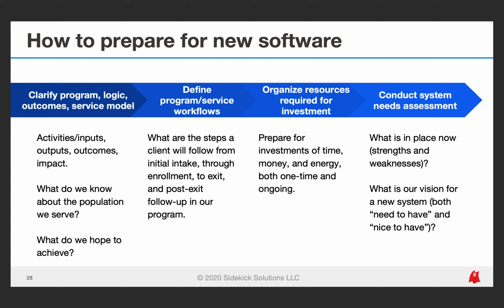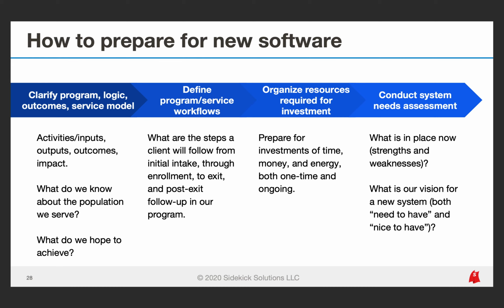Second, define the program and service workflows that you have. What are the steps that a client will follow from initial intake through enrollment to exit? What about post-exit and follow-up in your program? What steps are you going to follow, or your case manager is going to follow, to deliver service? All of those things come together to define how you would automate and workflow in an application like Apricot 360.